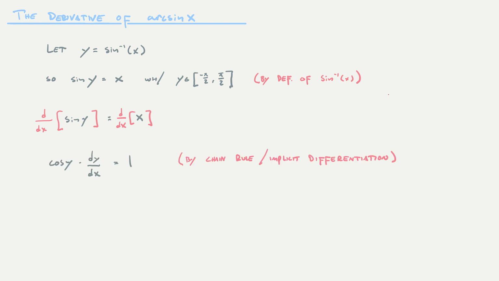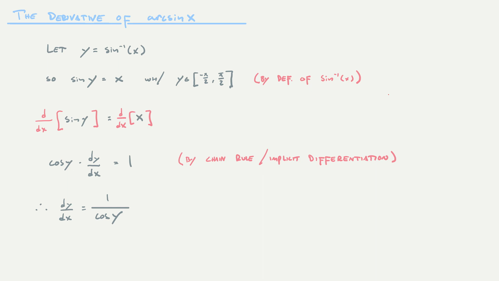You take the derivative of the outer function, which is sine. That becomes cosine. You plug in what it was in terms of, which in this case is y. And then you multiply by the derivative of whatever the inside function was, which in this case is just y. And the derivative of y is y prime, dy/dx. So we get this. And by some division, we get dy/dx is equal to 1 over the cosine of y. And technically, I guess we're done, right?